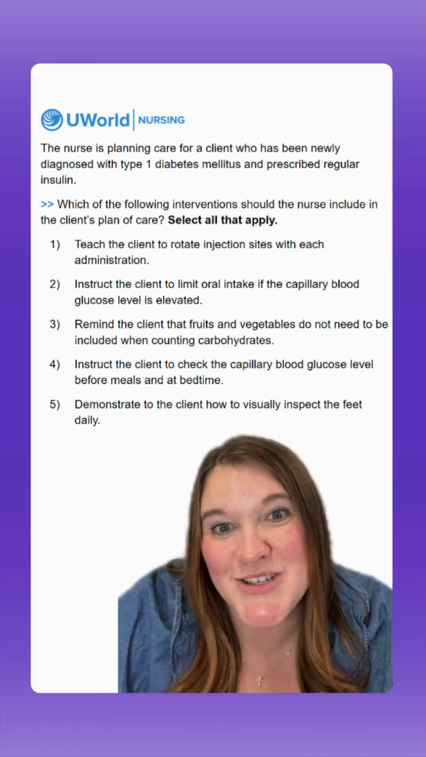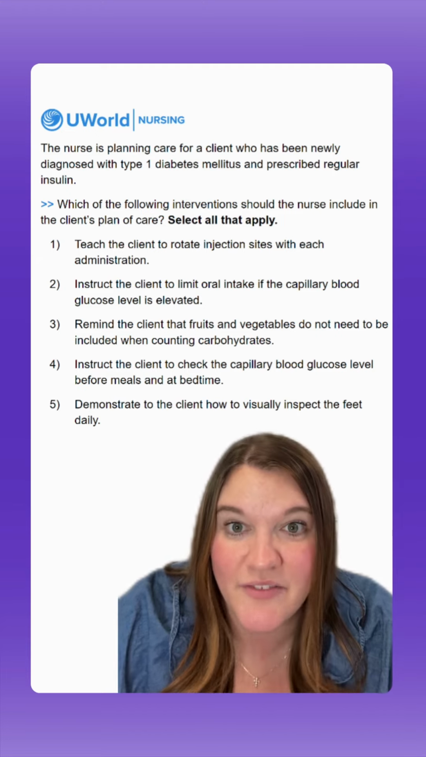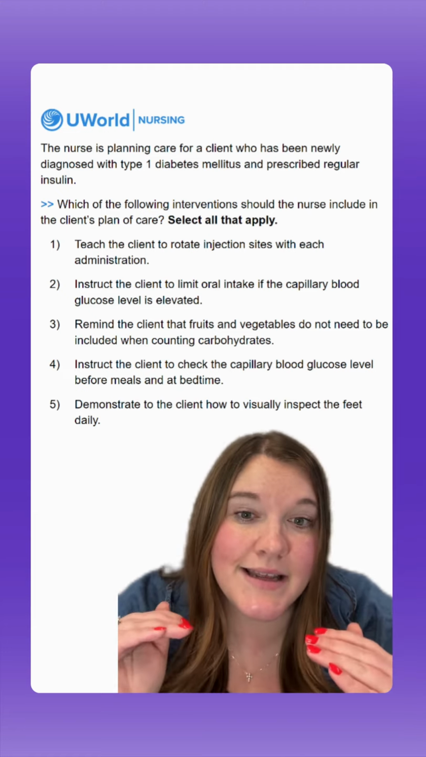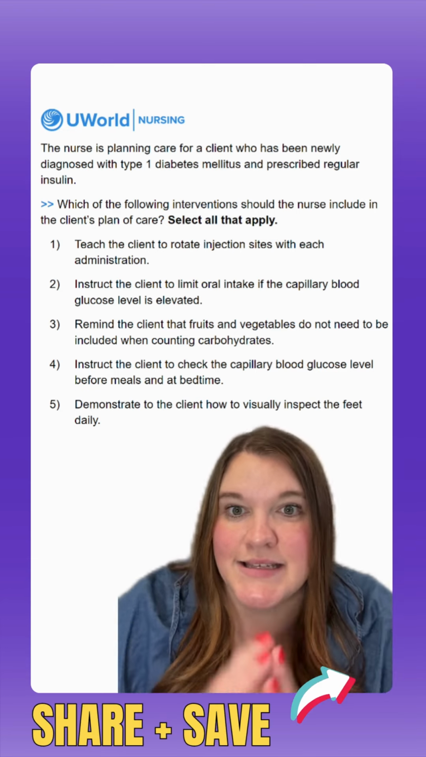Option 2 says to instruct the client to limit oral intake if the capillary blood glucose level is elevated. This is going to be an incorrect option. We want a consistent intake of carbohydrates. We don't want highs and lows there, so we just want to maintain a consistent intake.